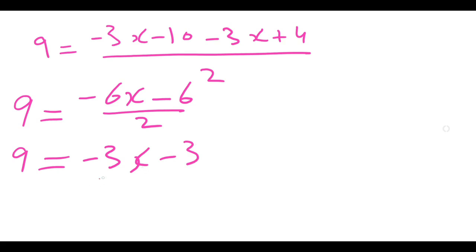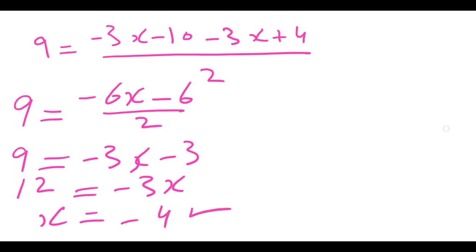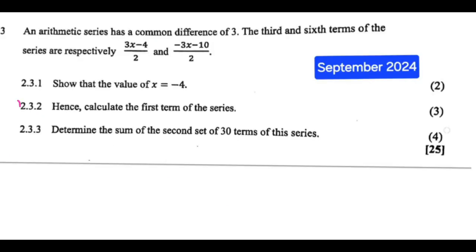Now when you're going to solve for x here, so the negative 3x, negative 3 I pull over this side become positive, so the both side we divide by negative 3, answer will be negative 4. So the x value is negative 4. Now the question say, hence calculate the first term of the series. This is easy question now. Substitute x equal to negative 4 into one of the term equation. Anyway you can substitute. I'm going to substitute here.